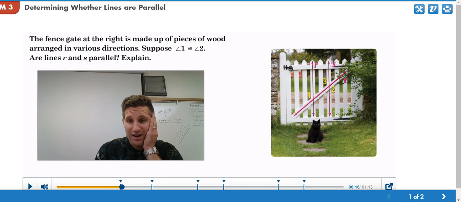Okay, so first of all, that cat, I don't know why they put a black cat. That's bad juju. I don't know.